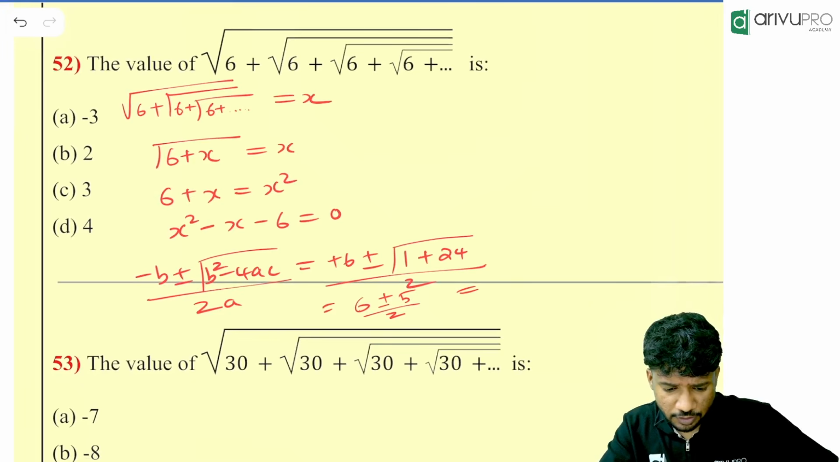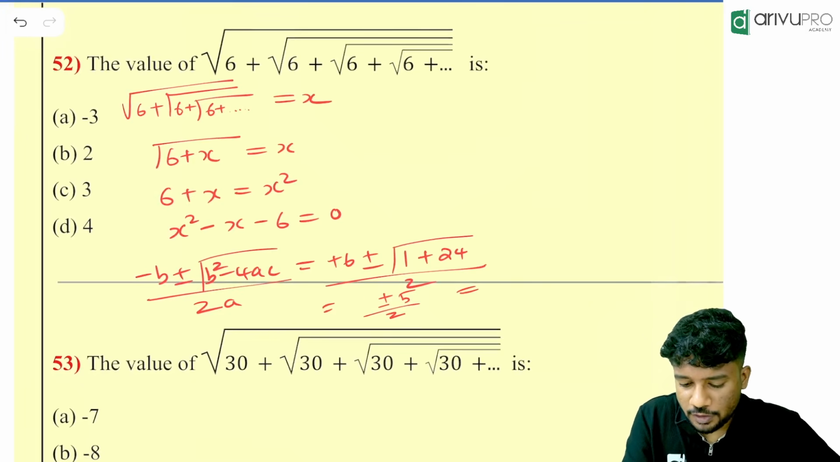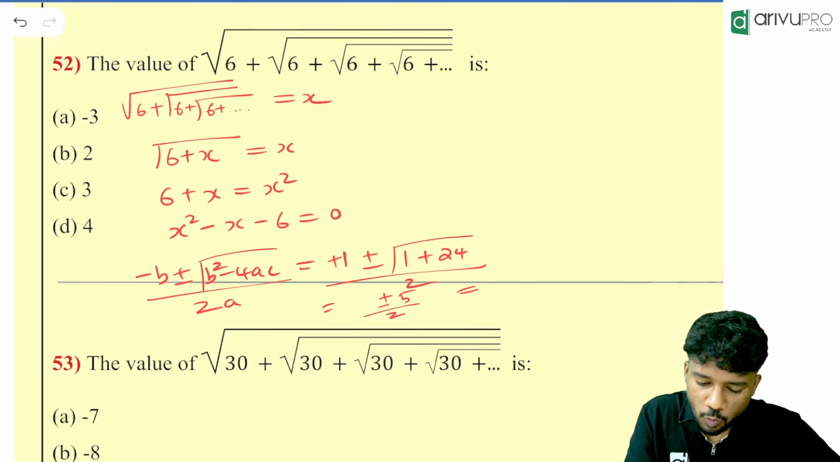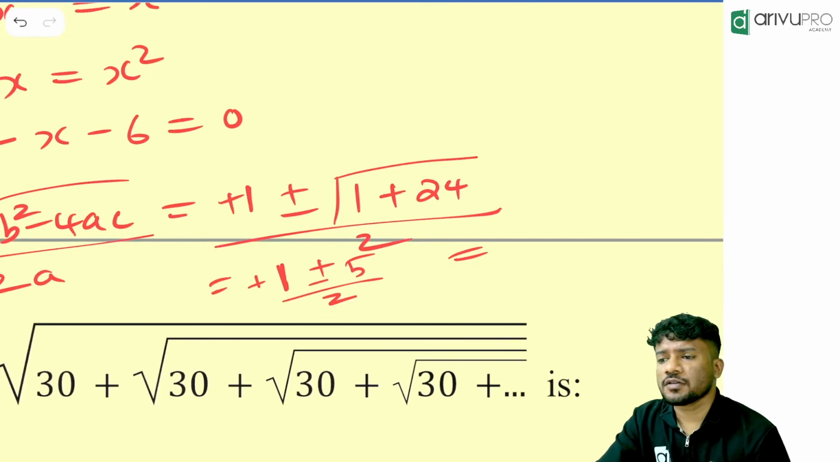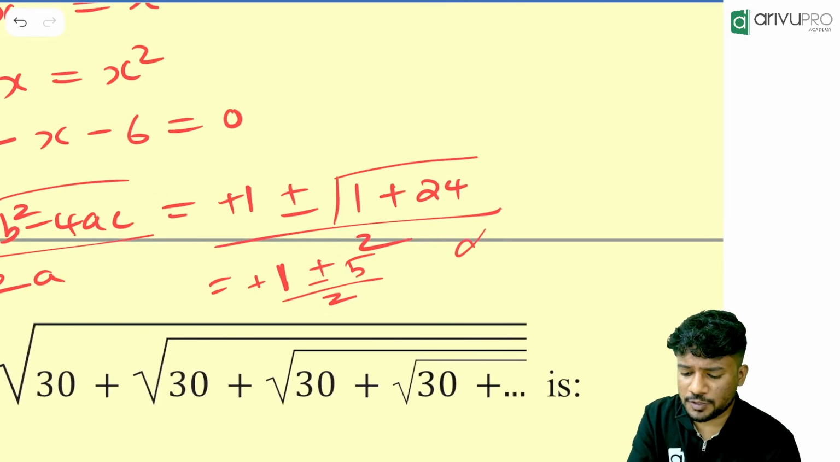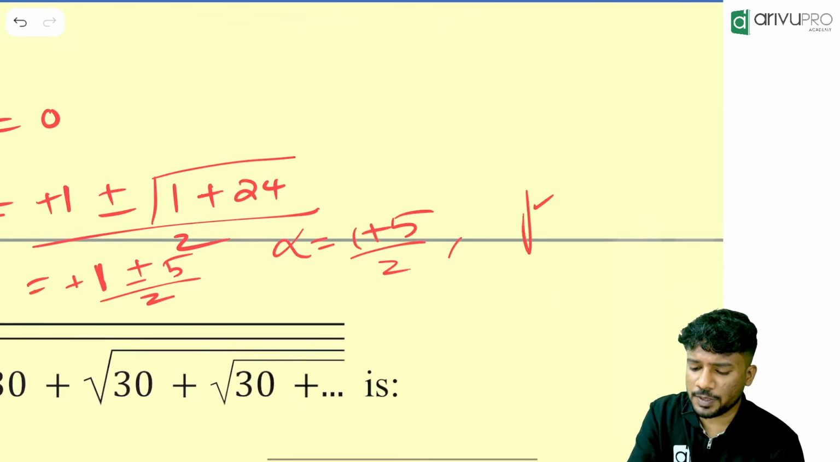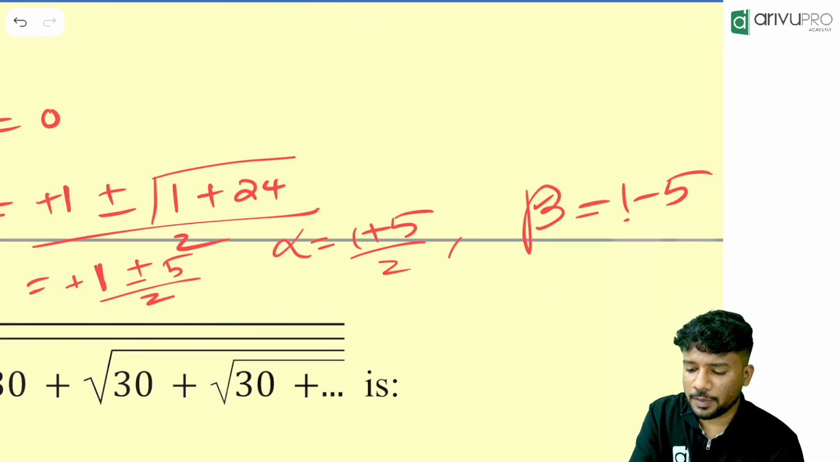Did I do anything wrong somewhere? Oh, I did something wrong. The B value is 1, not 6. So minus B is minus 1, plus or minus 5. Alpha value will be 1 plus 5 by 2, and beta value will be 1 minus 5 by 2.